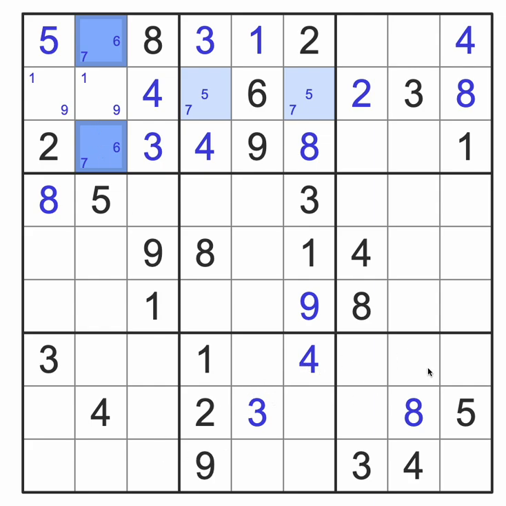Oh, I can place 1 in box 9. 1 in box 8 blocks these. 1 in box 3 blocks this cell. Gives me 1 here, which blocks this cell. 1 in box 3 blocks these. 1 in box 4 and 5 will block these. So 1 comes in here.